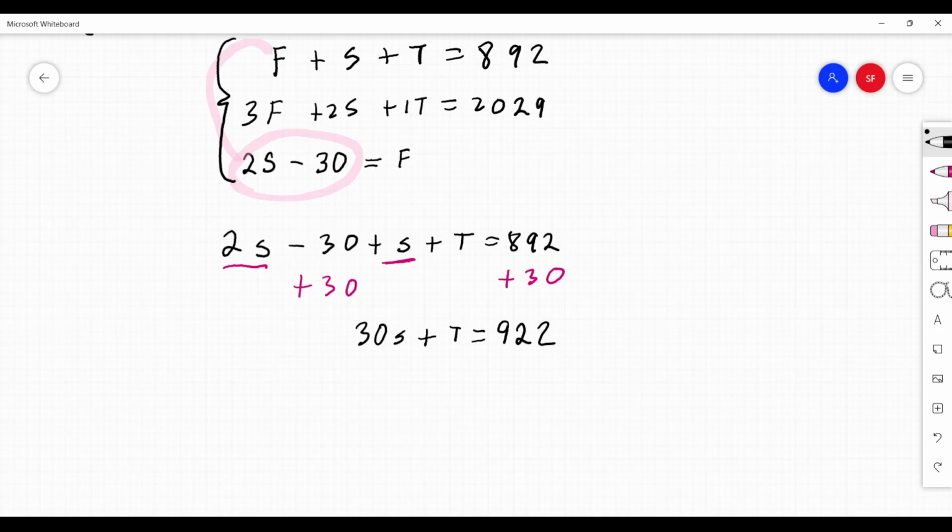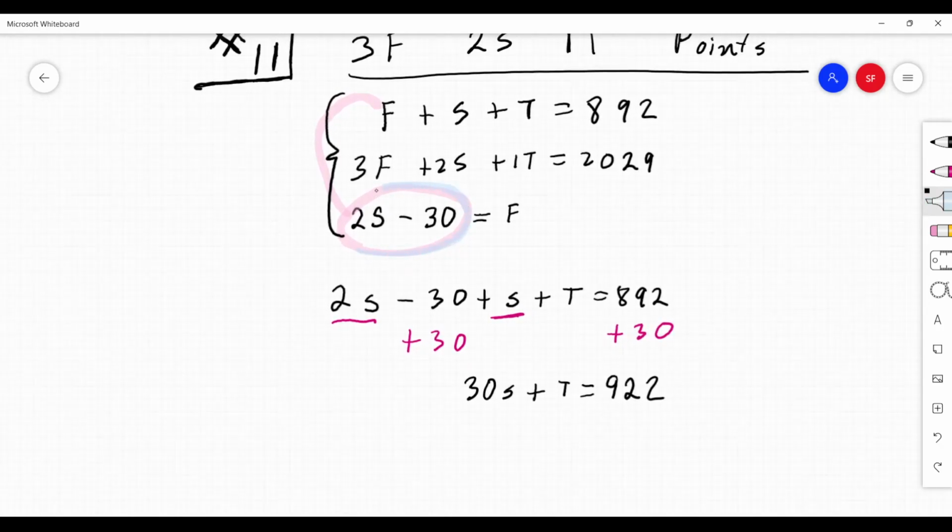Okay, now what? We solve for T. Oh, no, wait. Now we're stuck. No, now we're not stuck. Now we substitute 2S minus 30 for F into the other equation. Then we put it in the other one, and then we substitute. I mean, then we eliminate. Wait, why do we still have that? Oh wait, okay, yeah. It's 3S. So I'll fix that in a second. Sorry, my bad. It is 3S, right? Yeah.